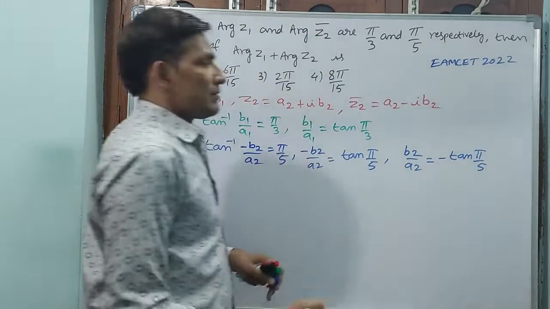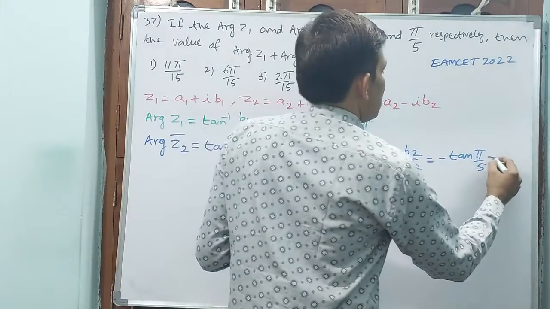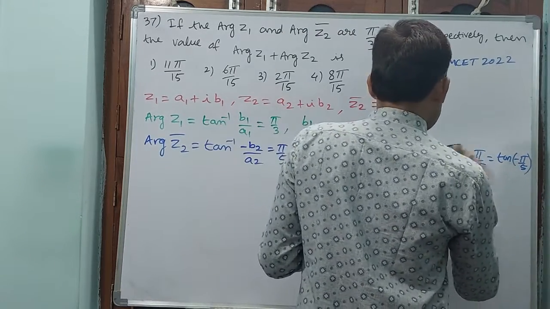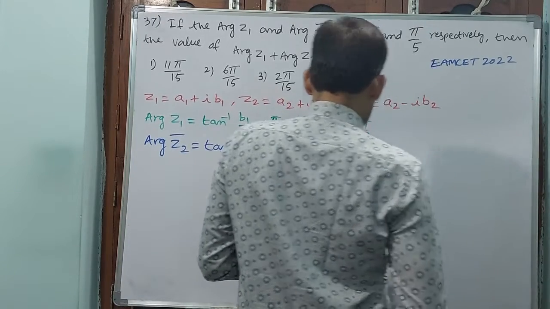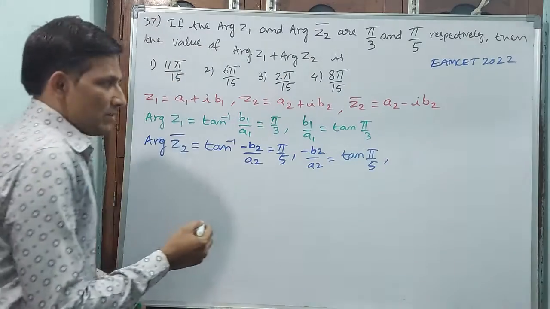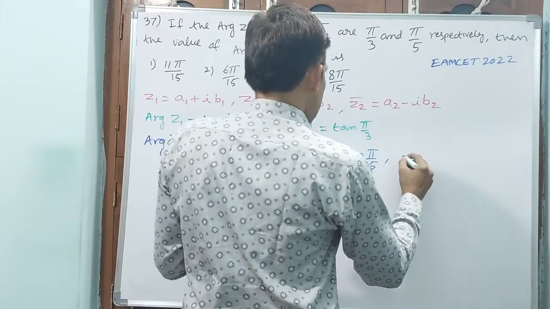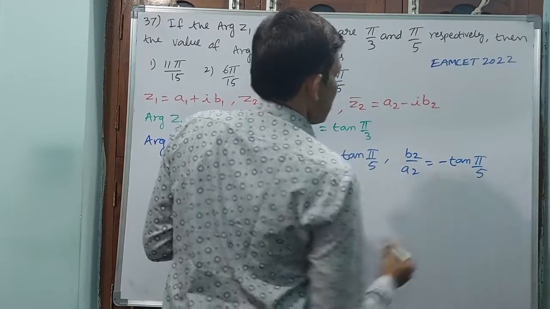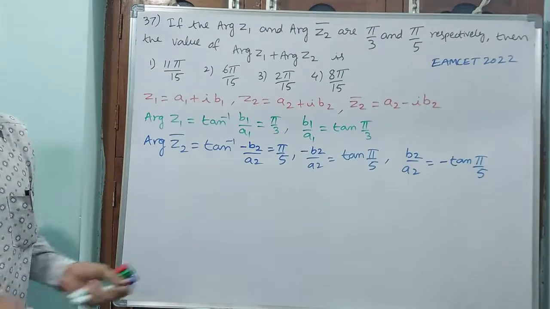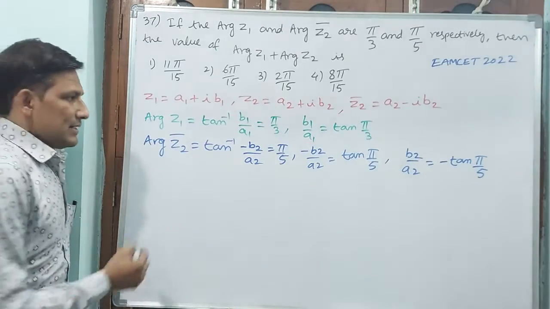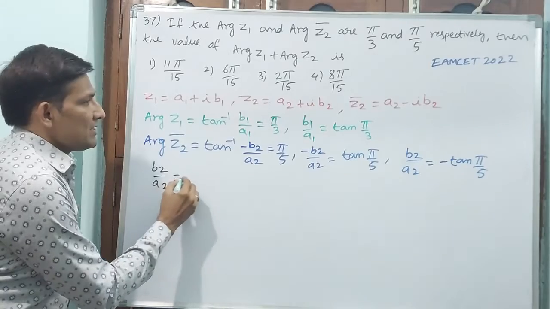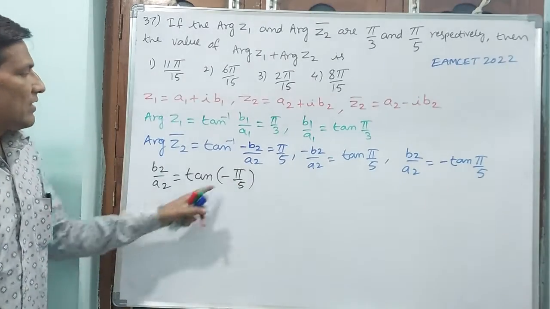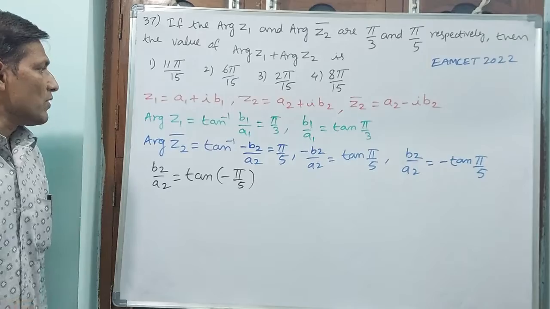Is it okay? Now again I am writing, you see. One step we can write: b2 by a2 is equal to minus tan pi by 5. I have multiplied with minus. See, tan minus theta is minus tan theta. Then b2 by a2 is equal to tan of minus pi by 5. Shall I write like this? Tan of minus pi by 5. Okay, leave it like this only. Now go back again.